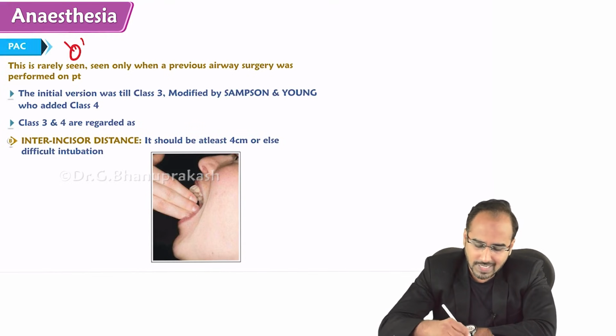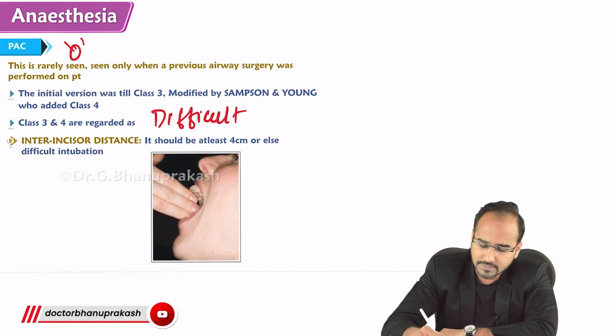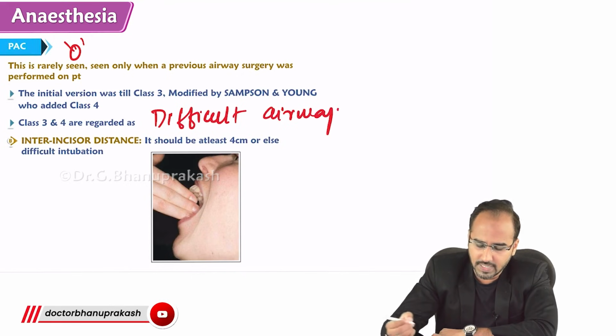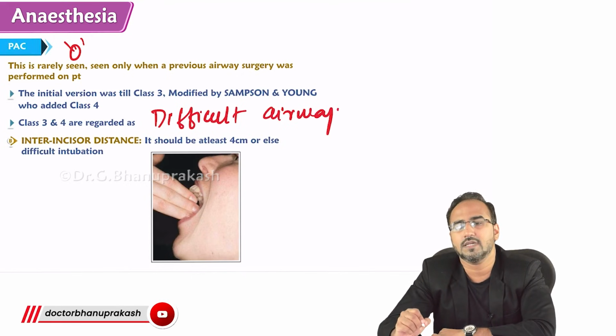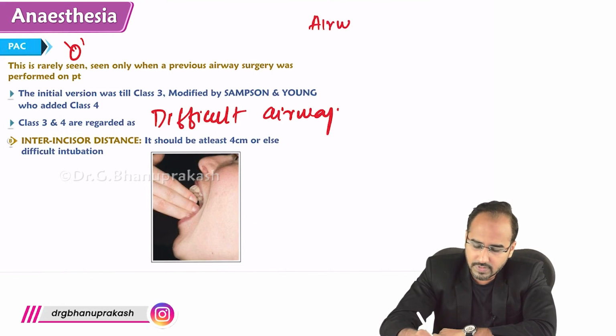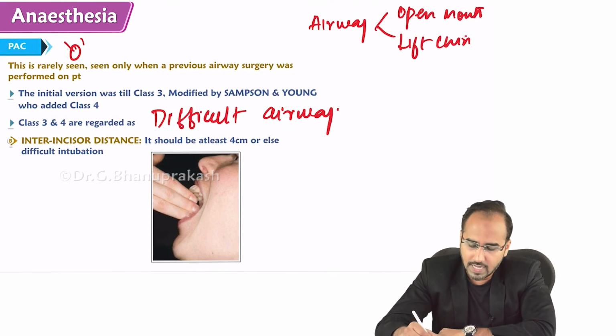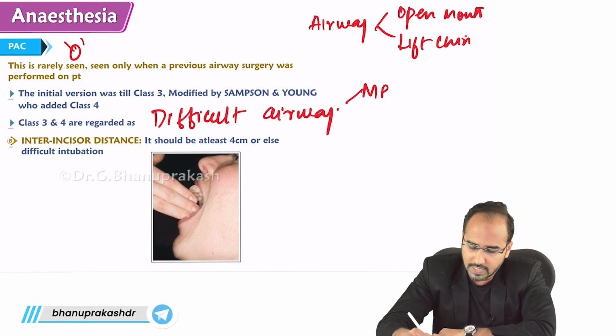Okay. So class 3 and class 4 are regarded as what airway, guys? Class 3 and class 4 are regarded as difficult airway. Coming to the next thing. Remember, we are discussing airway assessment, guys. In airway assessment, you tell the patient 2 things. Open mouth and what, guys? Lift chin. As he is opening his mouth, you look for Mallampati.